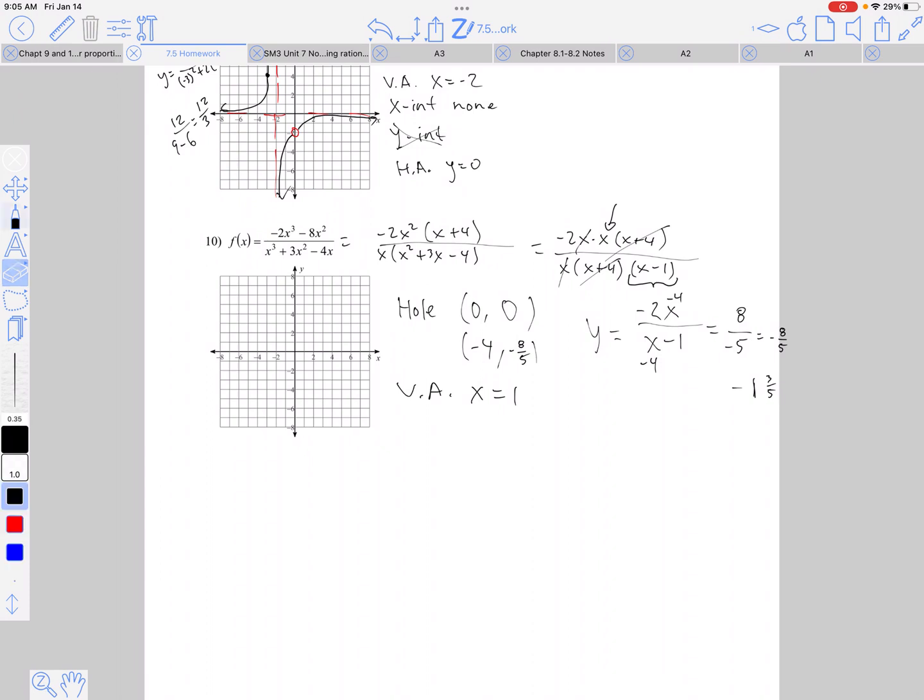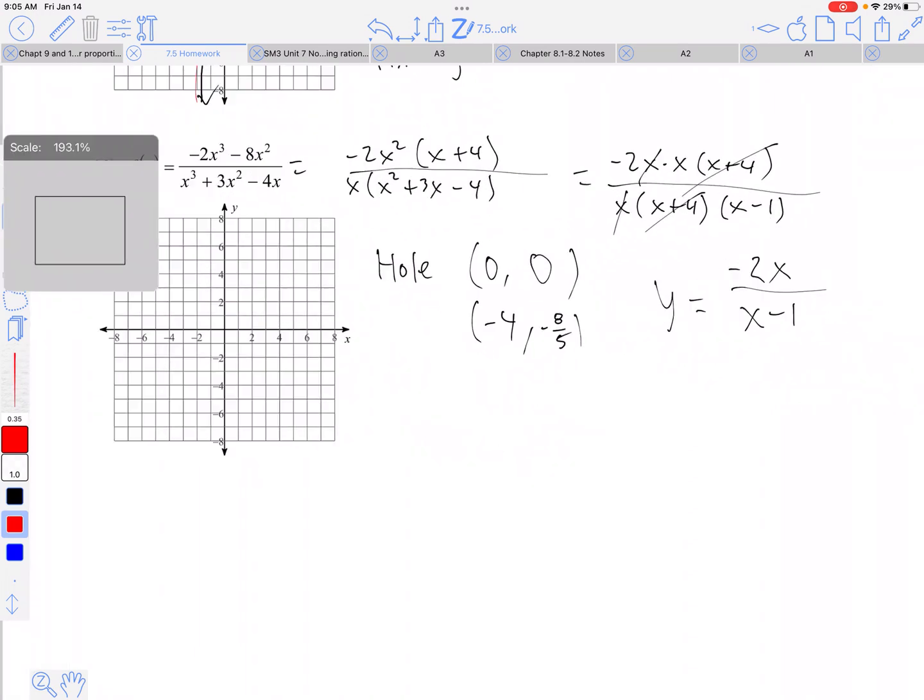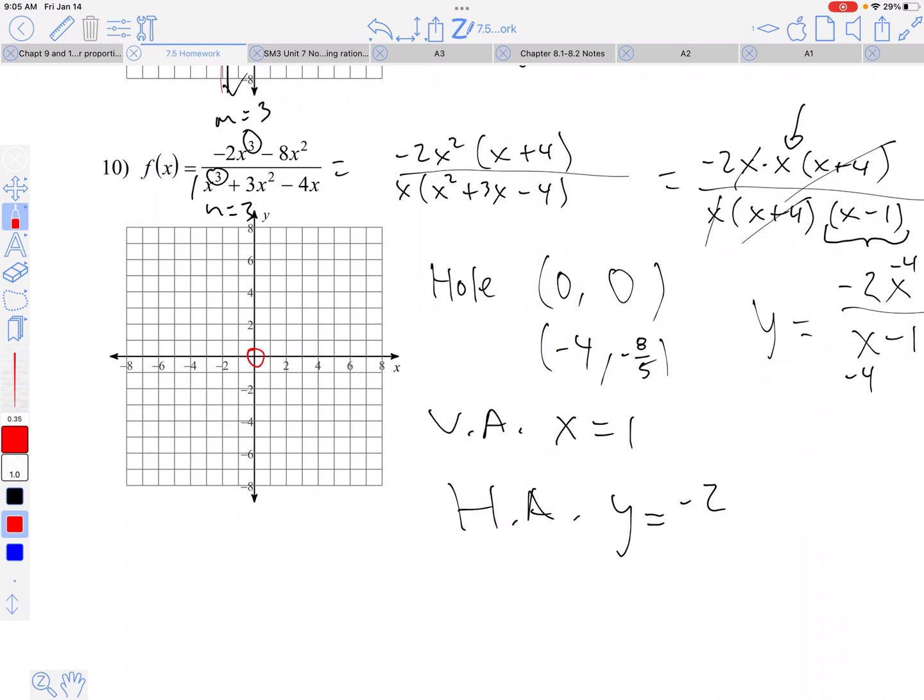And then check for horizontal asymptotes. I have m is 3, n is 3, so they're equal. So then I take the leading coefficients, negative 2 over 1. So I'm going to plot as many things as I can. All right, so I have a hole at 0, 0. And I have a hole at negative 4, negative 8/5, which, if you remember, was negative 1 and 3/5. So down here. Okay, vertical asymptote at 1, and horizontal asymptote at negative 2.